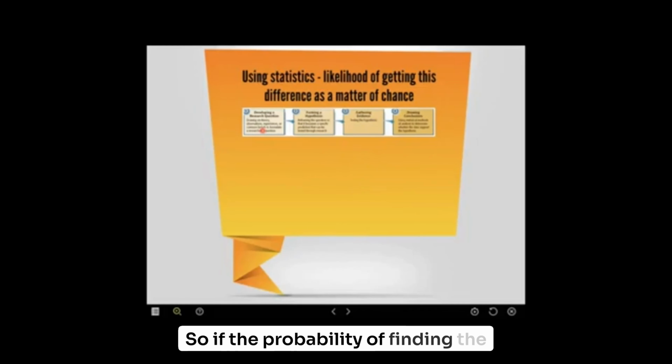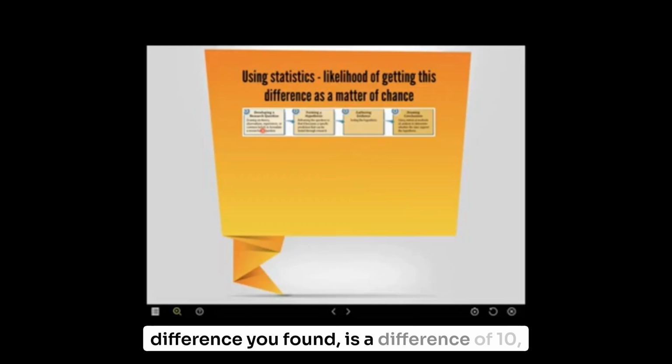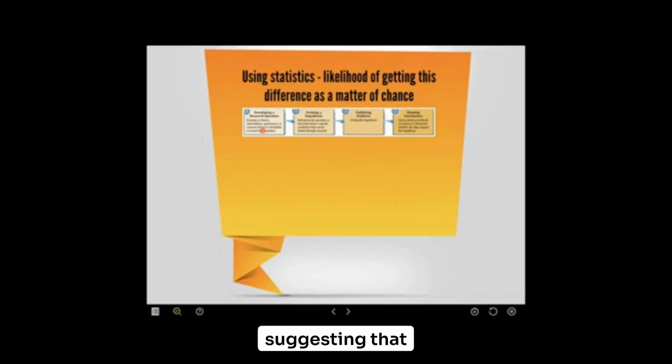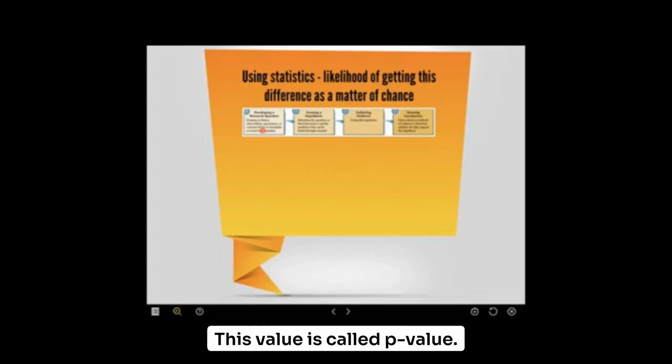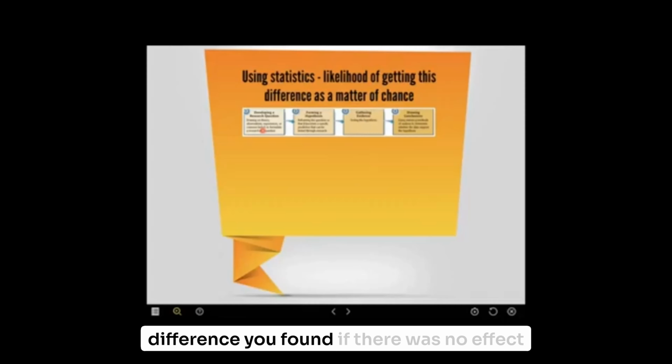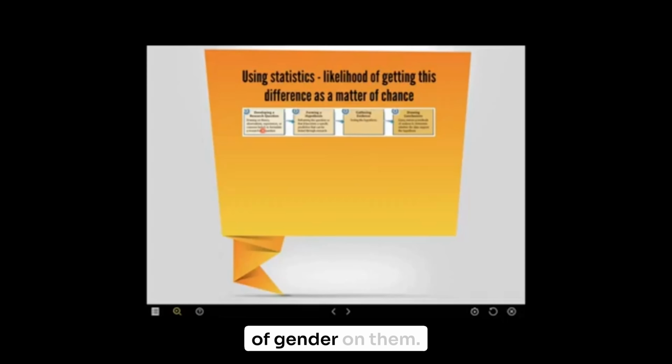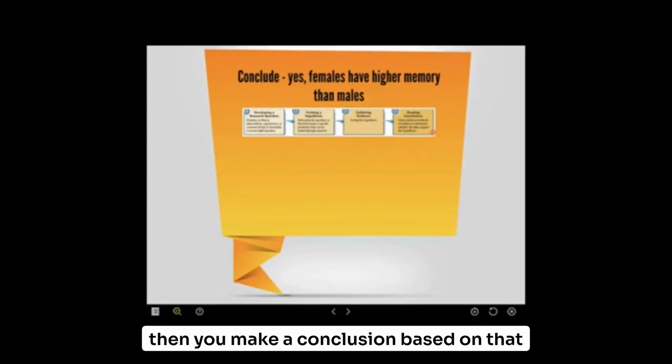So if the probability of finding the difference you found, which is a difference of 10, is very low, say 1%, the probability that you find a difference of 10 points if there is no actual difference between males and females in the population, if it's as low as 1%, which is p equal to 0.01, which is very low, but you still got this difference, suggesting that there is, in fact, some difference in the population between males and females. This value is called the p-value, the likelihood of finding the difference you found if there was no effect of gender on memory. Then you make a conclusion based on that probability value, whether yes, females have higher memory than males.